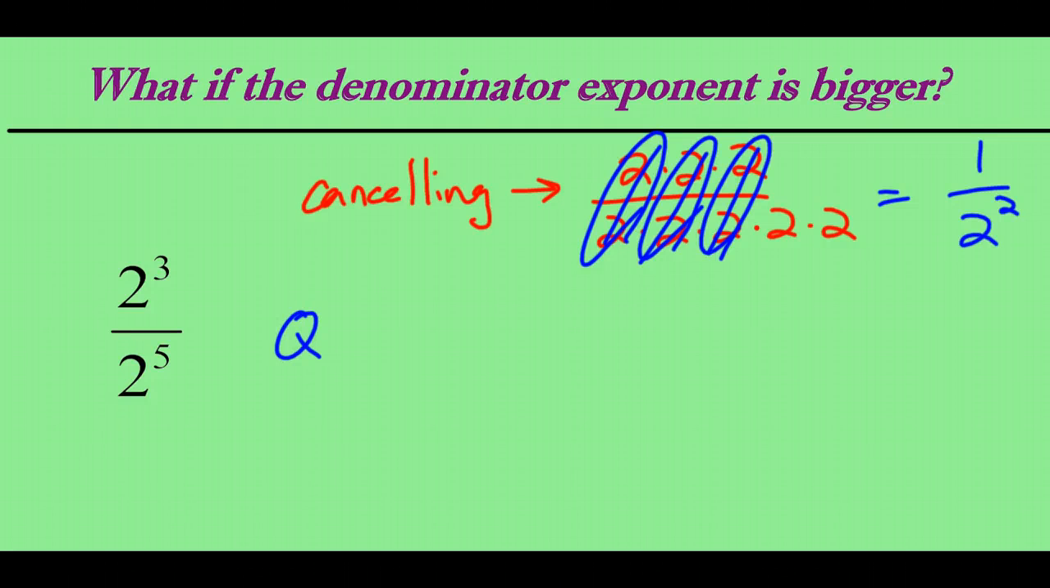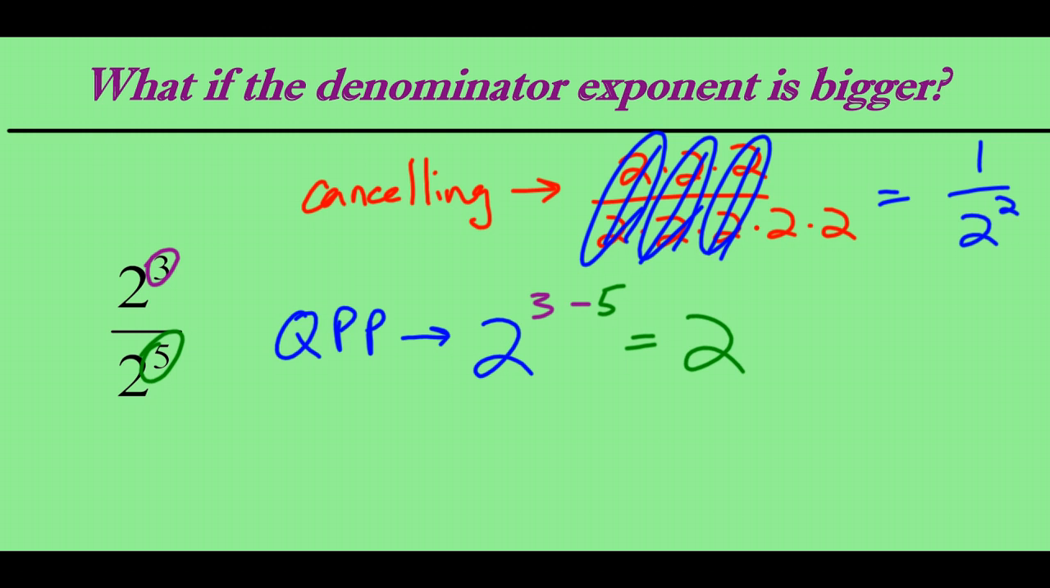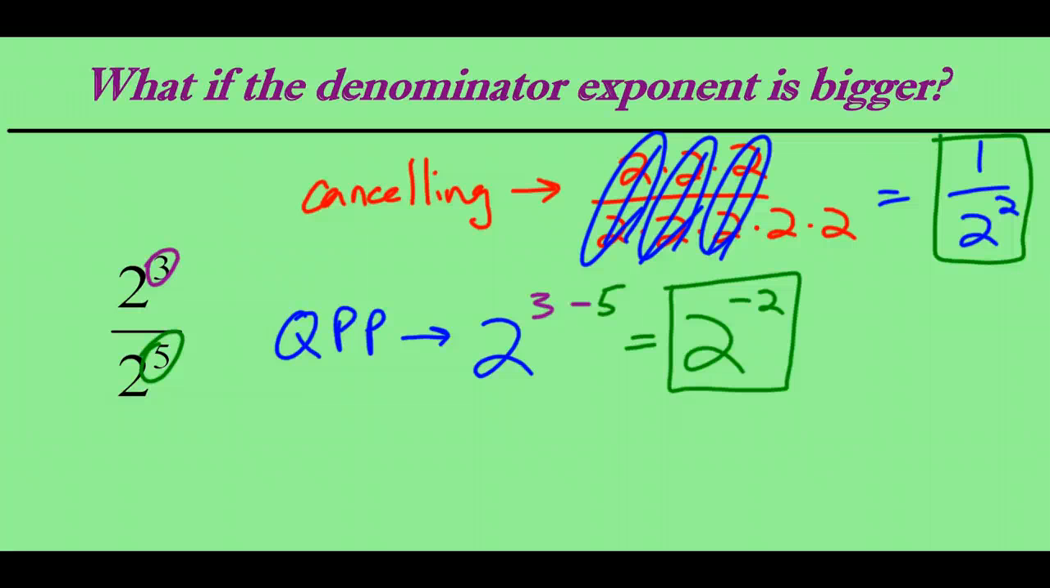Now, if we use the quotient of powers property, this means that we're going to take the numerator's power and subtract the denominator's power. And for that, we get 2 to the 3 minus 5 is negative 2. So according to what we did, and they should both be correct if we've done them correctly, we have one simplification that says 1 over 2 squared, and the other that says 2 to the negative second power. So somehow, if these are both right, then they must be the same.